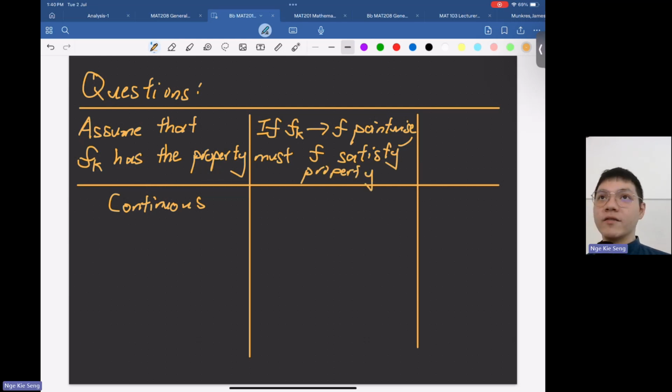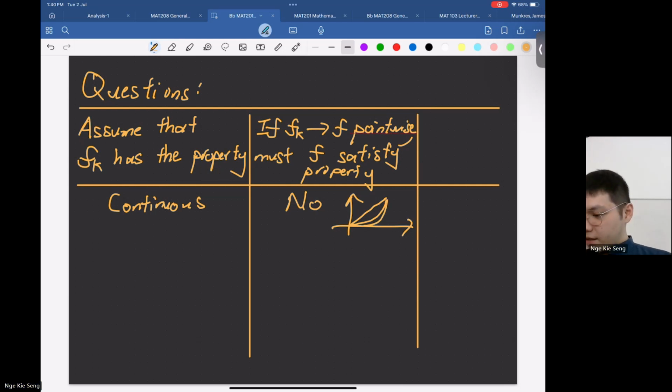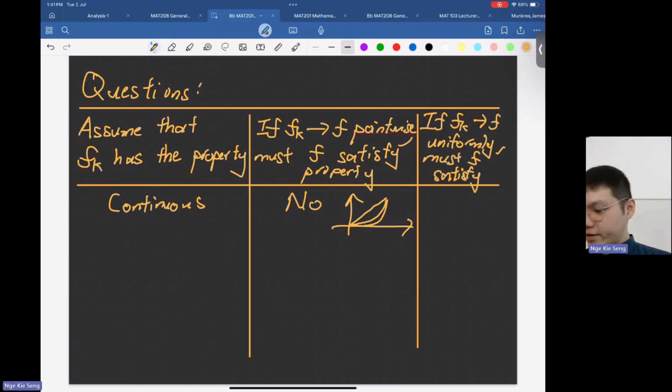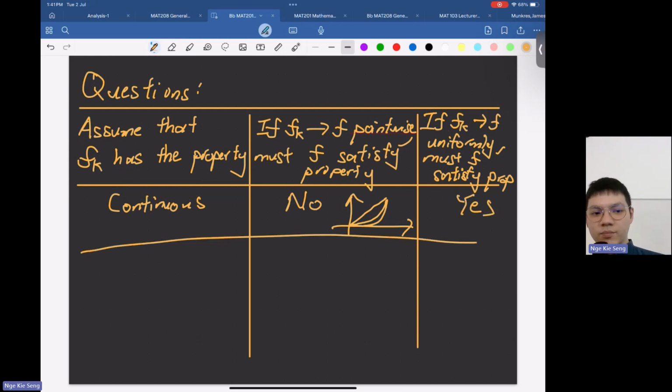Not necessarily, right? We have the example already, the y equals x to the power n example. Correct or not? Okay. But if Fk converges to F uniformly, must F be continuous or not? Yes, right. Because we just proved it just now. So similarly, you can check for other properties.